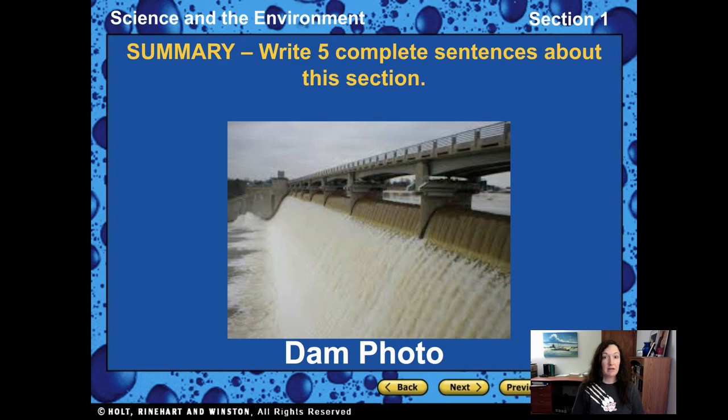And here we are at our notes summary. So take a look at this dam photo. I think this is Hoover Dam. Yep, pretty sure. So it's a pretty nice dam photo.